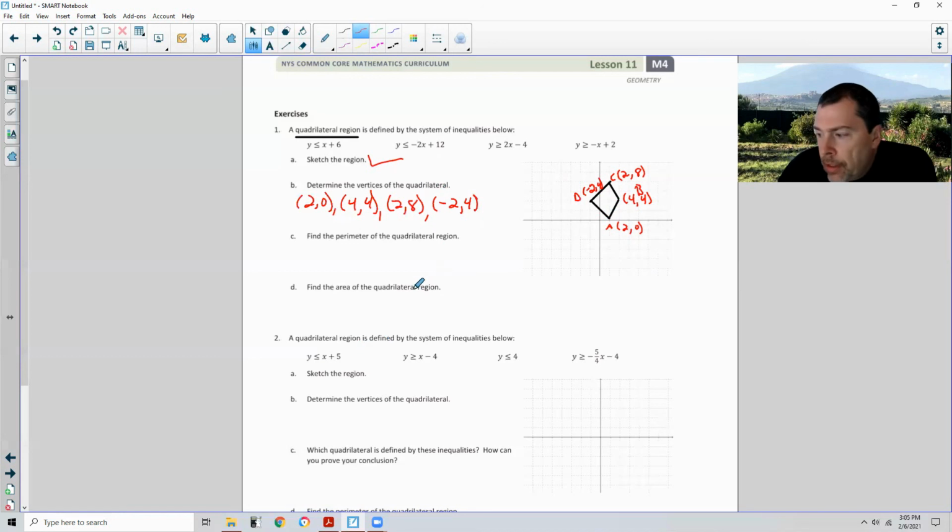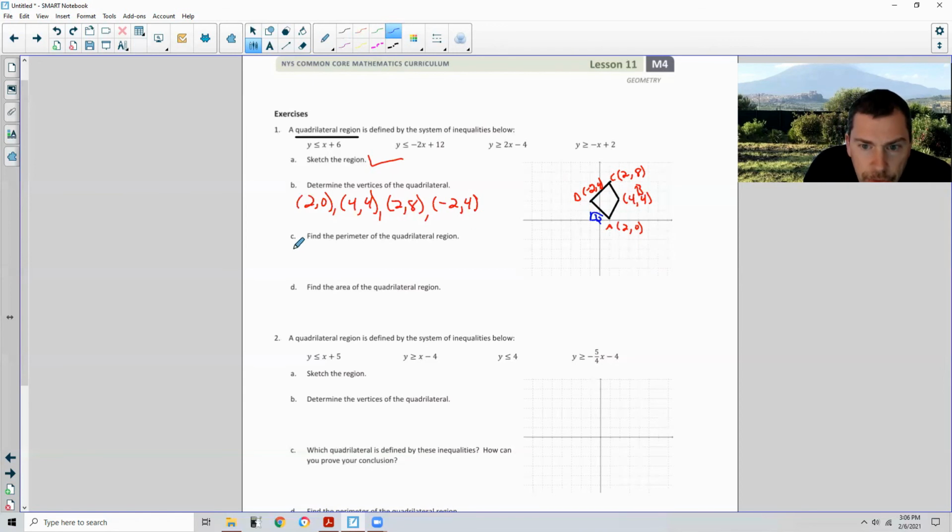Okay. Now find the perimeter of the quadrilateral region. I'm just going to do this quickly. It's just the Pythagorean theorem, or the distance formula, if you will. So it's the square root of the base squared plus the height squared. If I made a little triangle here, the distance from here to here is 4, from negative 2 to 2. 4 squared is 16, and the other side, 4 squared is 16. The sum of the squares is 32. The square root of 32 is this side.